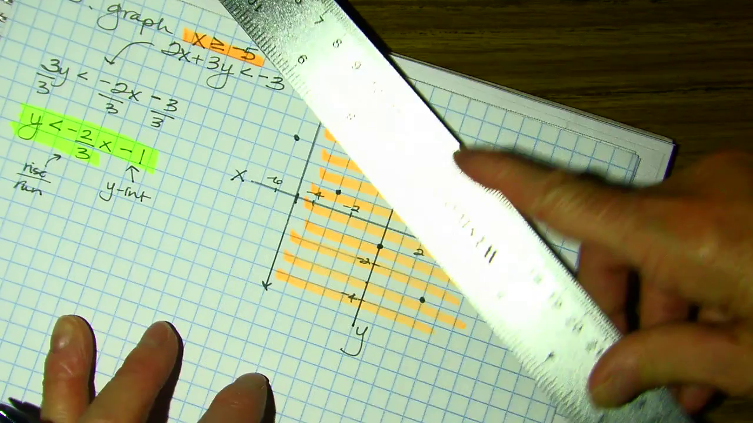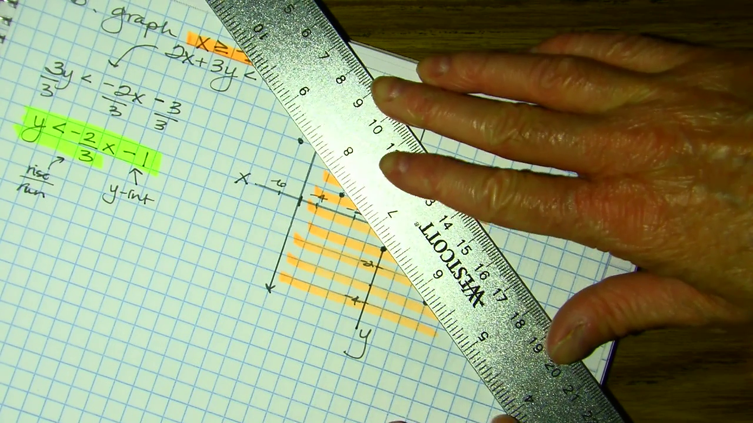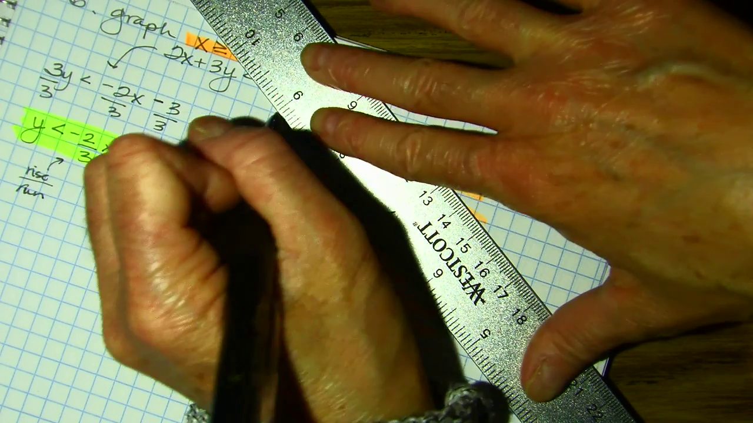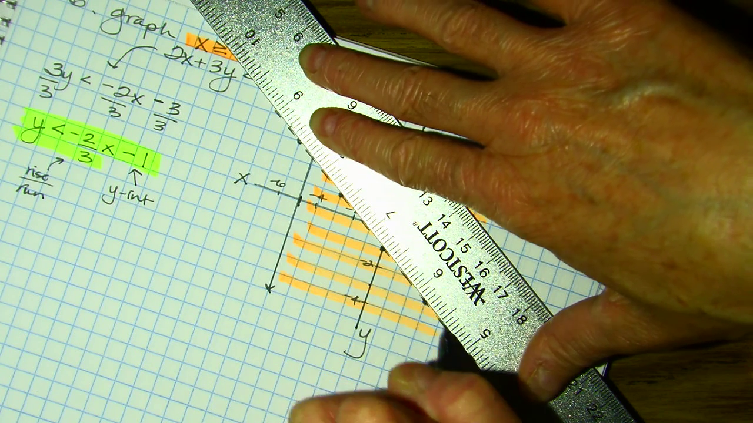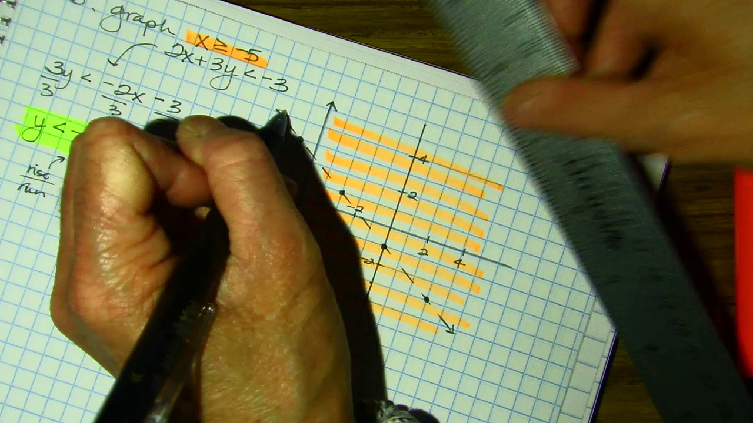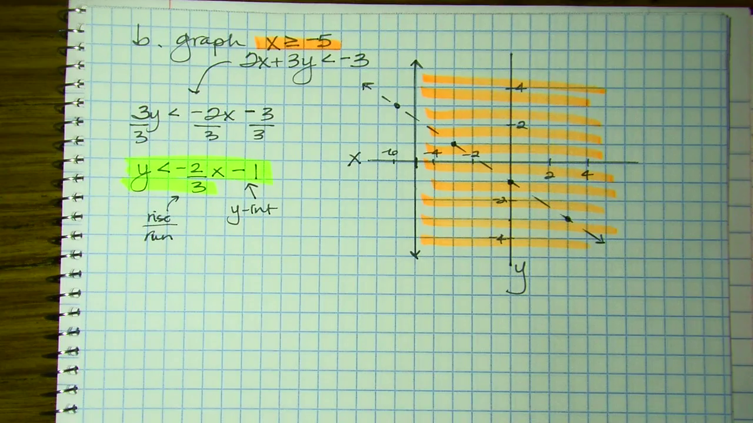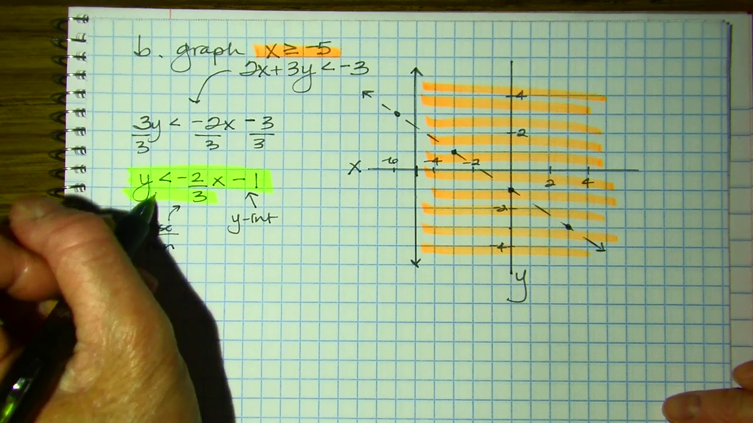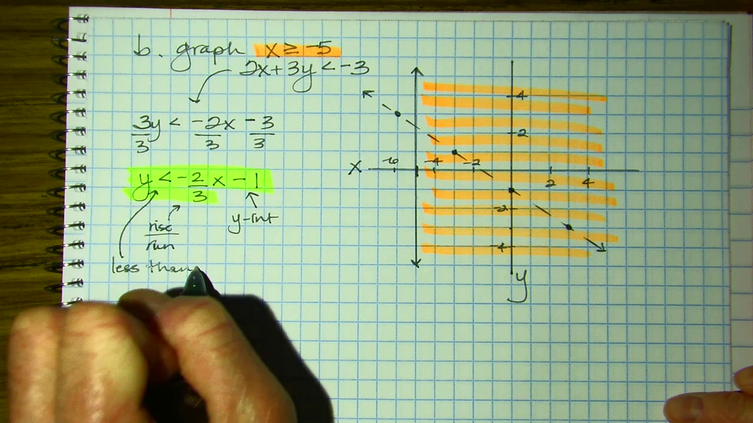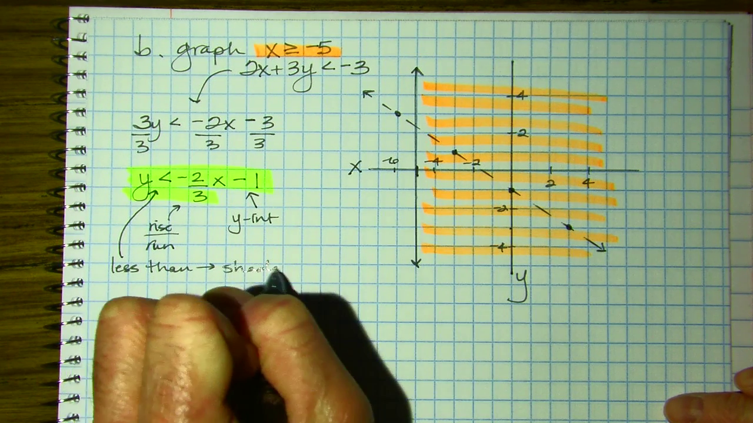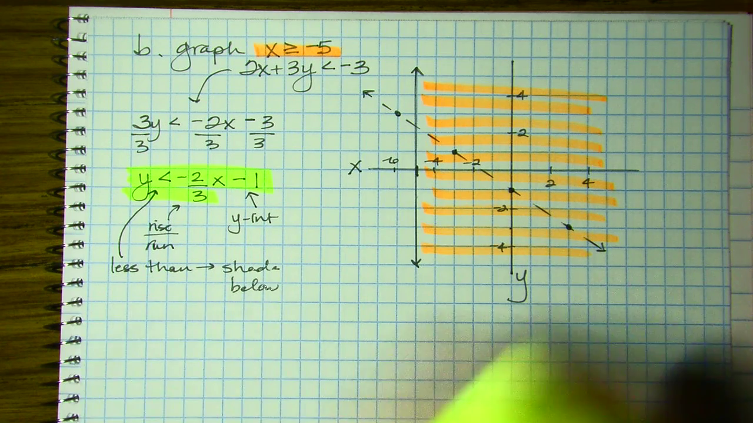So I'm going to draw a dashed line because it is not an equal to symbol, or broken. Think of it as like the center line of the road, right? When you can pass cars. Now, because it's less than, I'm going to shade below.